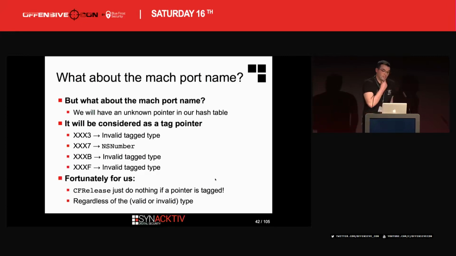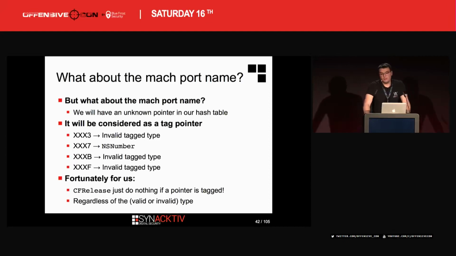Why? Because Mach port names always have their two least significant bits set, which means that a Mach port name can finish with a 3, a 7, a B, or an F. 3, B, and F are not valid tagged types. As I just said to you, using invalid tagged types might crash your program.